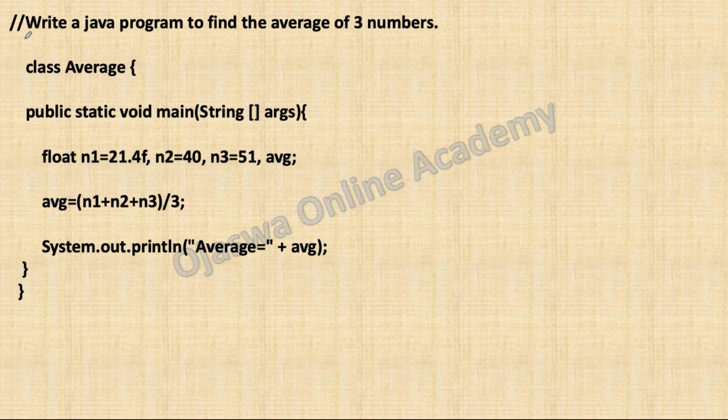We are going to write a simple Java program to find the average of three numbers. The first line here is a comment. This double slash denotes a single line comment. Comments are used to write information about the program.